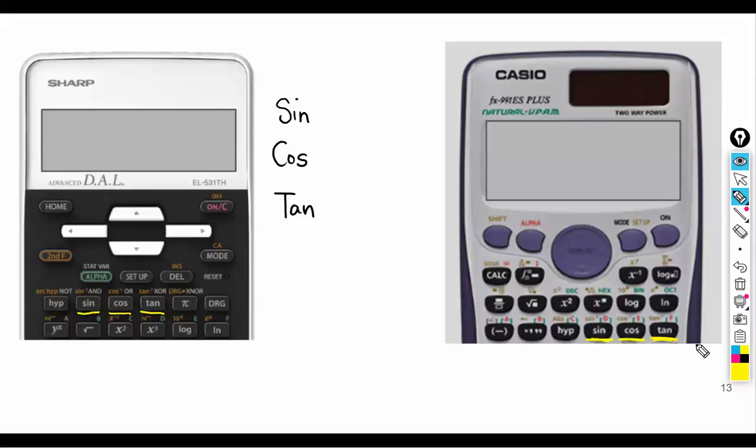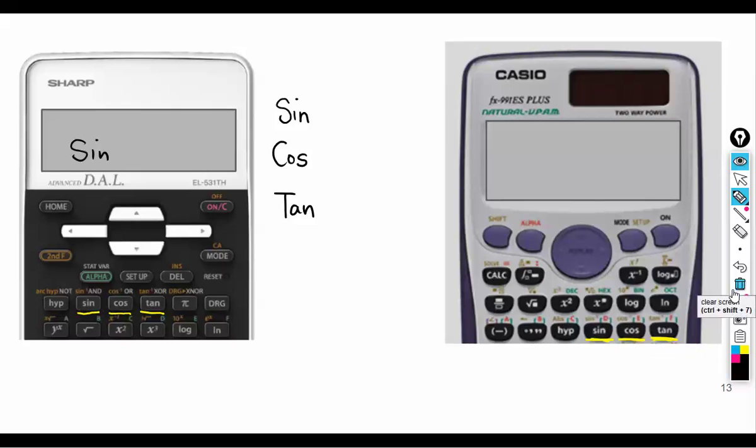Now, sine, tan, and cosine were basically created for angles, like 30 degrees, 40 degrees, so you could sine an angle, cosine an angle, or even tan an angle. Just play around with it. If you press the sine button, you will see sine written on the screen, obviously. The same thing for the Casio.